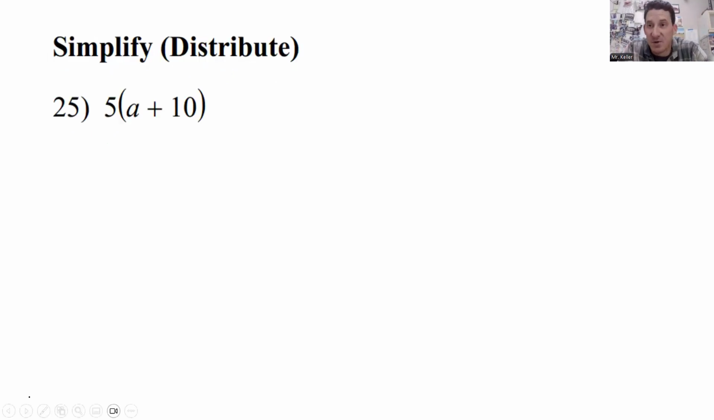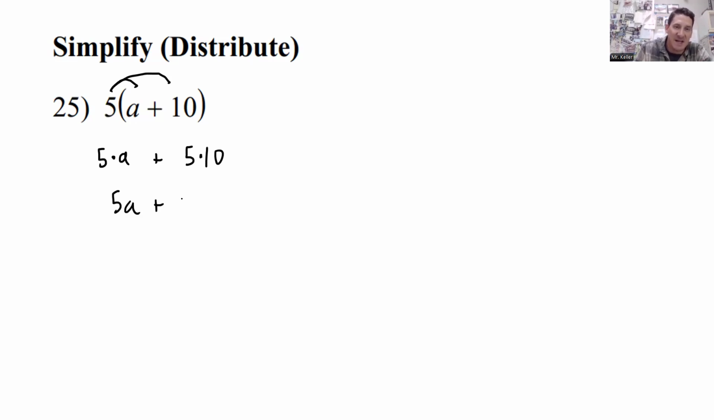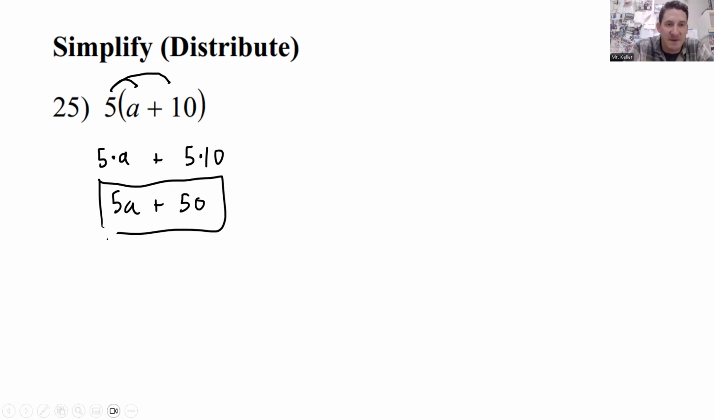Here, we're going to distribute. Next thing, when we distribute, hopefully remember this from IM1 in earlier math classes, you multiply the number on the outside times both terms inside the parentheses. So this is going to be 5 times A. I'll write out the whole thing, plus 5 times 10. You are multiplying. So 5 times A is 5A, plus 5 times 10 is 50. Boom. So 5A plus 50.